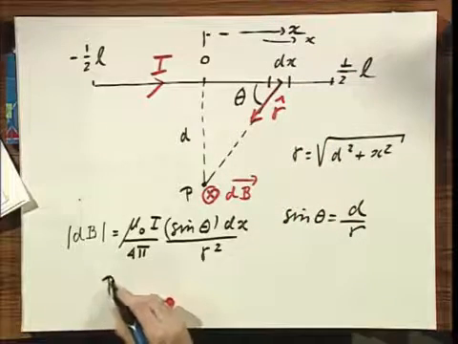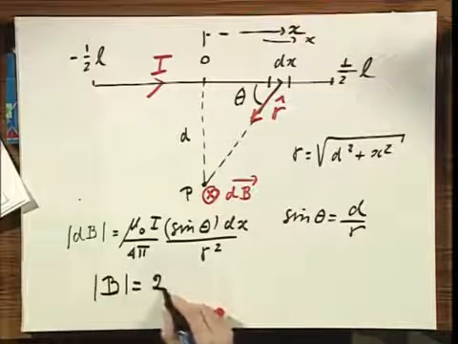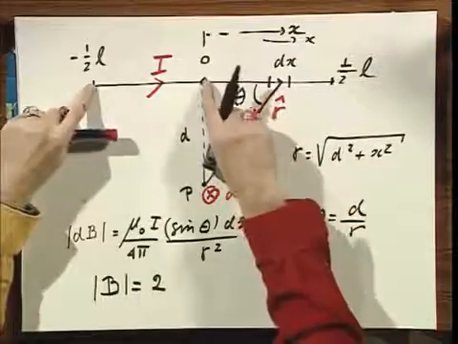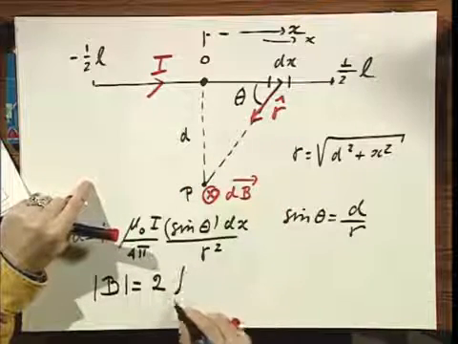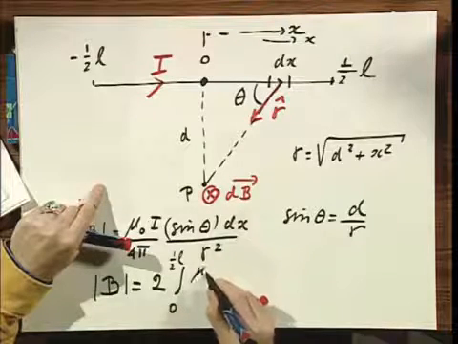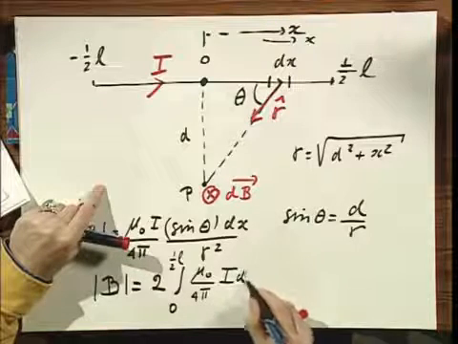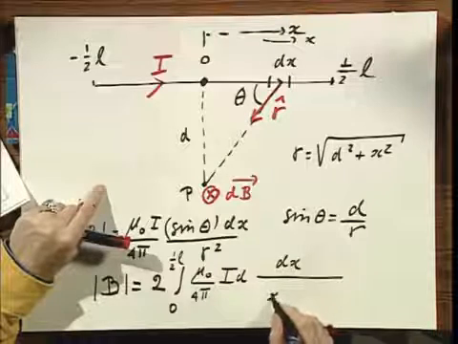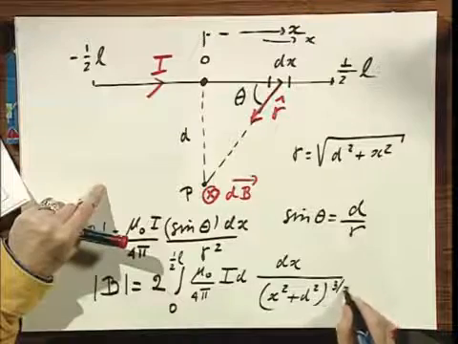And so that means that I will find that B equals twice, because I'm going to integrate only from here to there, but I must take this part into account, so I double it, because it's completely symmetric. So I can put a 2 here, integral from 0 to 1/2 L, mu0 divided by 4 pi times I times d, and now I get here dx divided by x squared plus d squared to the power 3/2.